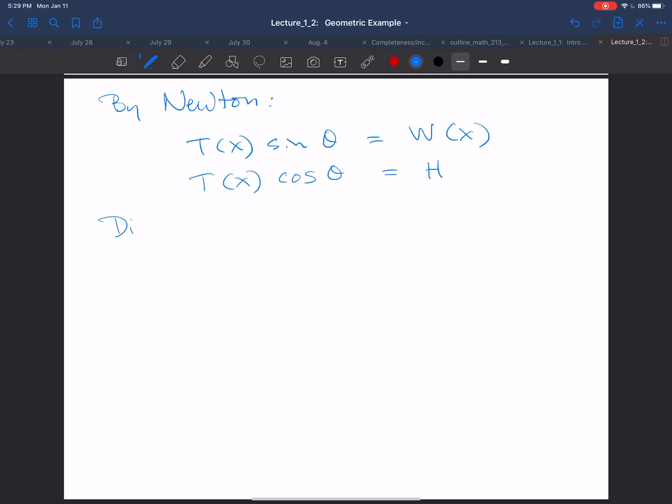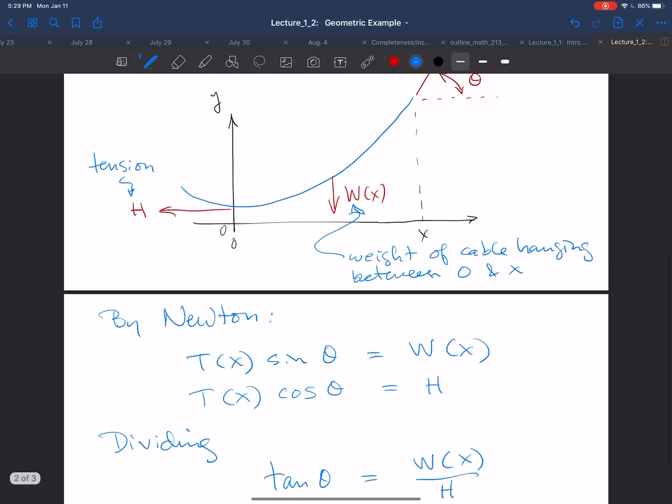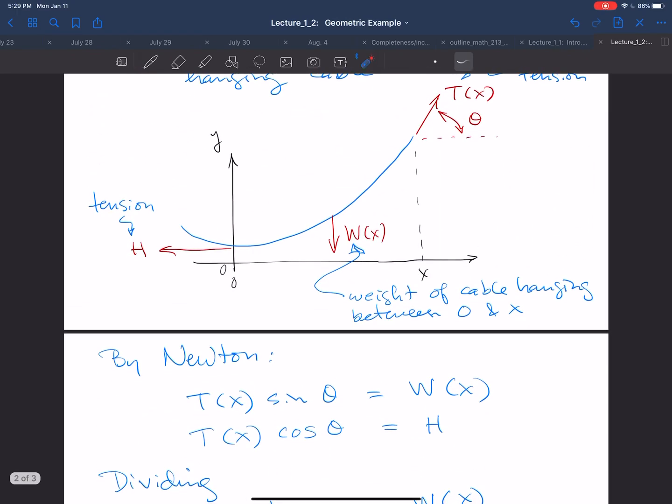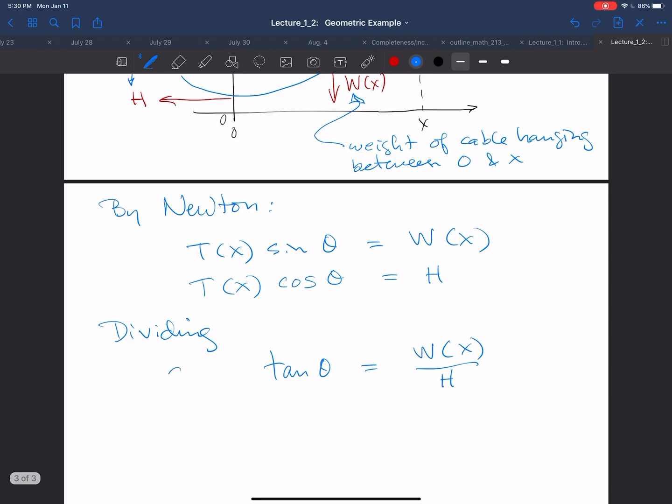In particular, we can divide, and then T of x disappears. We get the tangent of theta is W of x over H. What's the tangent of theta? That's the sine of this angle divided by the cosine of this angle. Well, that should just be the slope of the cable at this point x. So in other words, tan of theta should just be dy by dx.